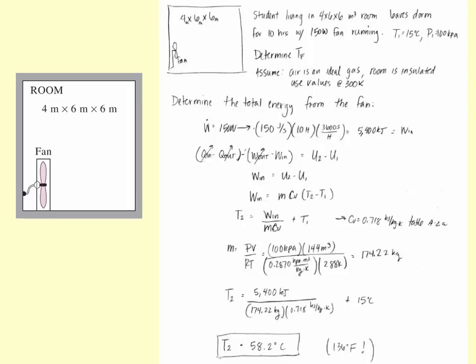Ooh, hours and seconds don't match. What do I need to do? 3,600 seconds in an hour, not 60. Okay, so that gets rid of hours, gets rid of seconds. I'm left with joules, so we can find our electrical work is equal to 5,400 kilojoules. Is that right? Okay, so what's the next step?